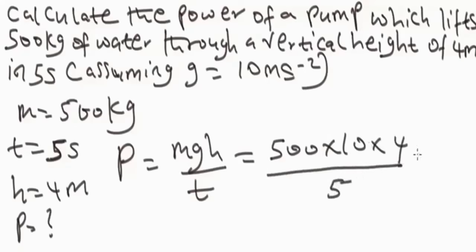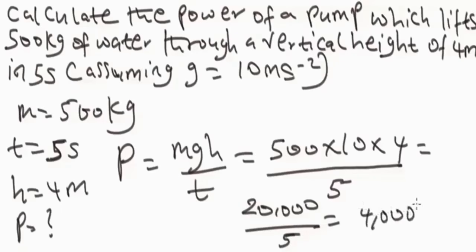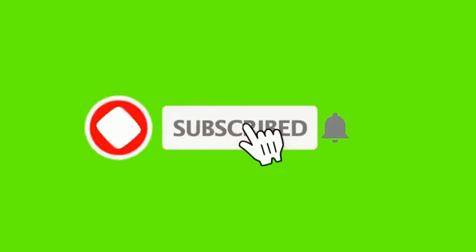So when you break this down, 500 times 10 is going to give us 5,000. 5,000 times 4 will give us 20,000 over 5. So when you simplify this, 20,000 divided by 5 will give us 4,000 watts. Alright, so this will be the answer. So this is basically the concept behind work, energy, and power in physics. And with this, we have come to the end of the class.